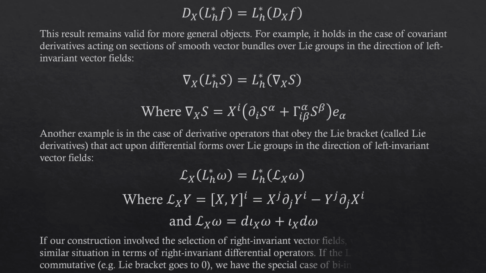If our construction involved the selection of right-invariant vector fields, we would have a similar situation in terms of right-invariant differential operators. If the Lie algebra structure is commutative, such that the Lie bracket goes to 0, we have the special case of bi-invariant vector fields. And in general, when we're talking about invariants here, we can imagine that if we were restricting ourselves to a coordinate basis discussion, we have what's called covariant derivatives.